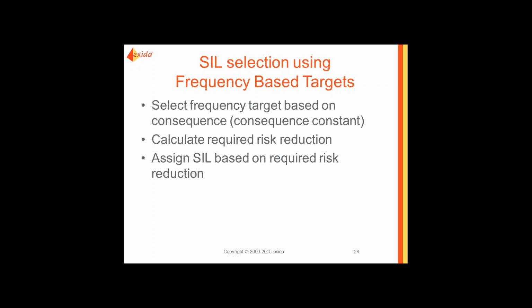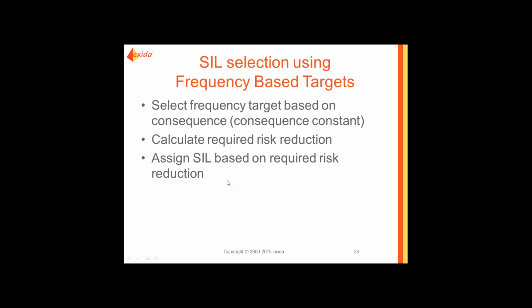So what you want to do is be much more specific in the target risk reduction factor that you're looking for. And this is where frequency-based targets can come in. You select the frequency target based upon, again, consequence, and then you calculate the required risk reduction, and you assign the SIL based on the required risk reduction.